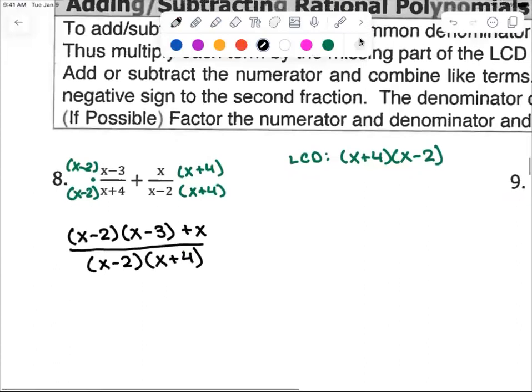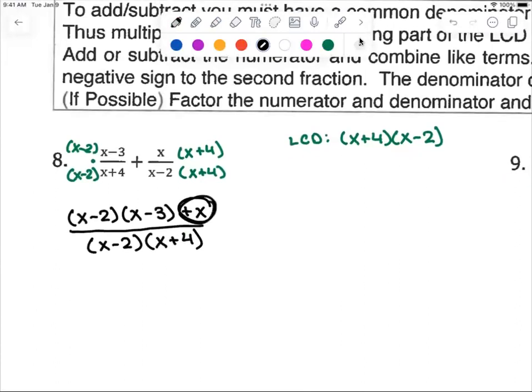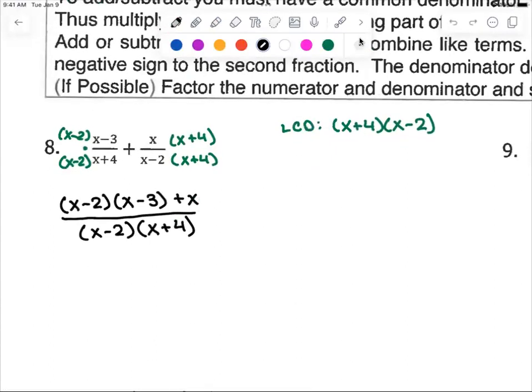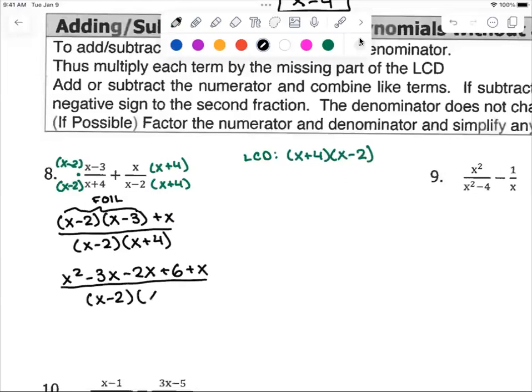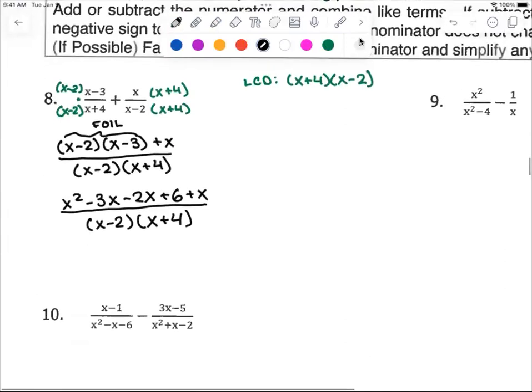Now you cannot start canceling because we have this plus x here. So you have to simplify the numerator. How do I do that? You're going to first have to FOIL this out and then add an x to it. Then we're going to have to refactor it. So x times x is x squared. x times negative 3 is negative 3x. Negative 2 times x is negative 2x plus 6. And then, of course, we have that plus x. Don't multiply out the denominator because we're going to want to put it in factored form. That just makes more work for you. Let's not make more work.